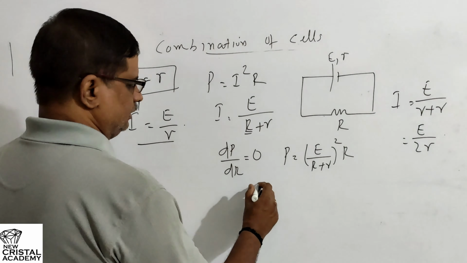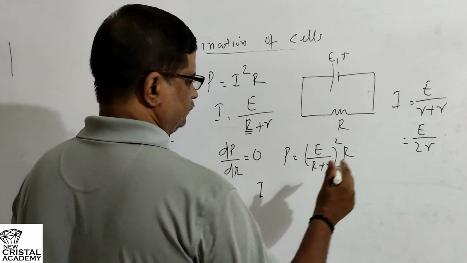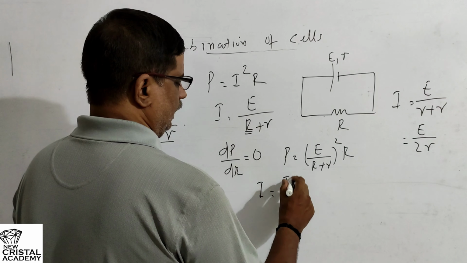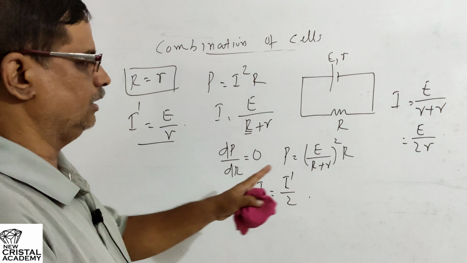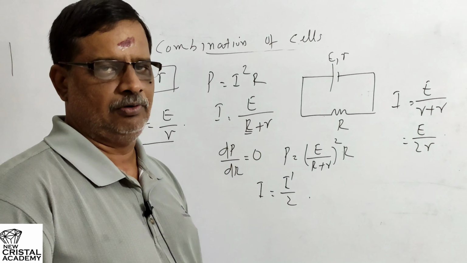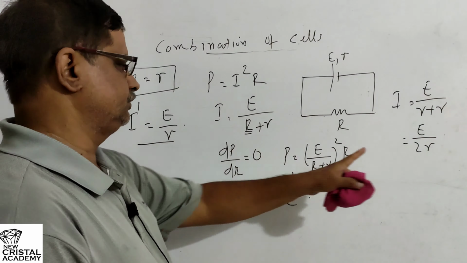So we can say that the current that flows when maximum power transfer is taking place is only half of the short circuited current. Short circuited current is E by r, and the current at maximum power transfer is E by 2R. So this is only half of this. But that is a steady and sustainable current.